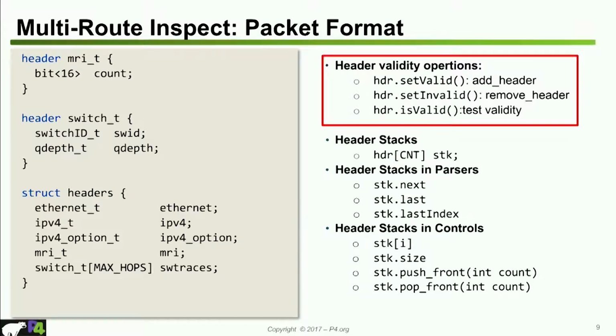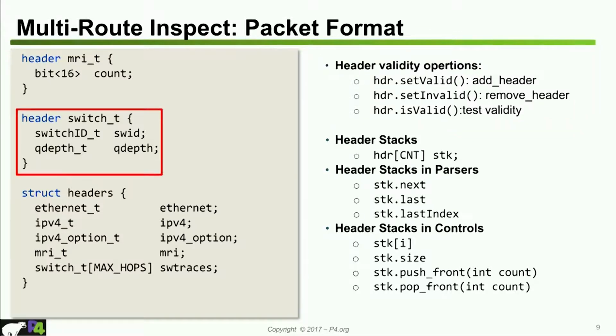So just a reminder from the morning, how you could check in the control pipeline whether you have a header or not is using these validity functions: header is valid or is not valid, or set valid, set invalid. So that would be the MRI header, and then we actually want to have the statistic records themselves. Each statistic record is going to be of type switch_t, which is going to contain 2 fields, the switch ID and also the queue depth that a packet has experienced.